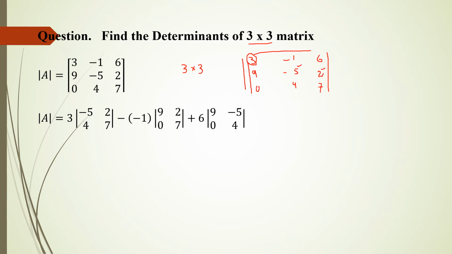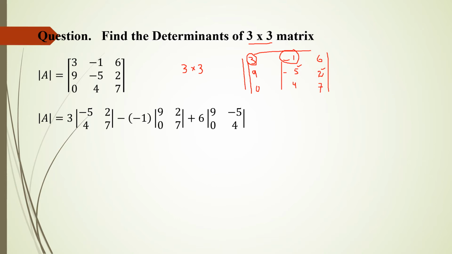Now dear student, the second element which we have is -1. This -1 occurs in the first row and second column. So the remaining elements which we have are 9, 2, 0 and 7.